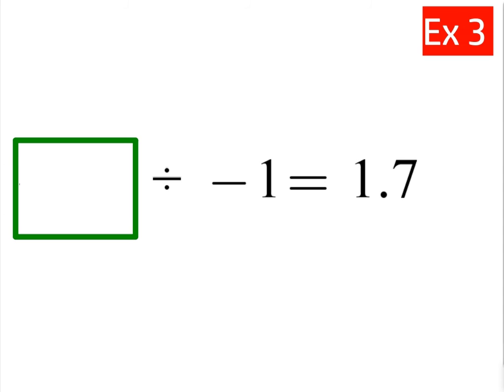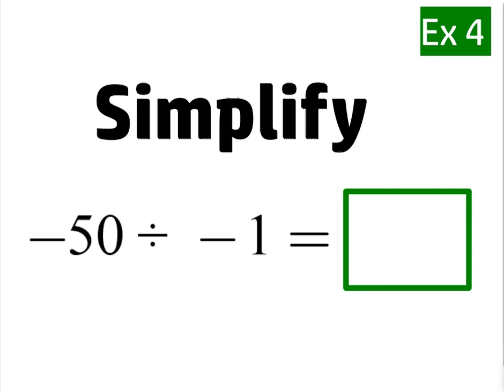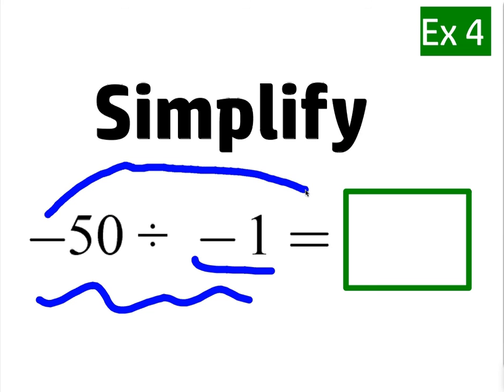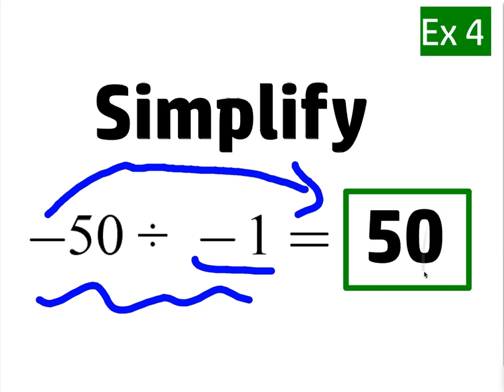Okay, what number divided by negative 1 gives you positive 1.7? Well, again, it must have been a negative number. Negative 1.7. Okay, how about negative 50 divided by negative 1? Again, if I'm dividing by a negative number, then this original sign must flip, right? So it goes from negative to what? Positive. So once you understand, that's how math kind of works.